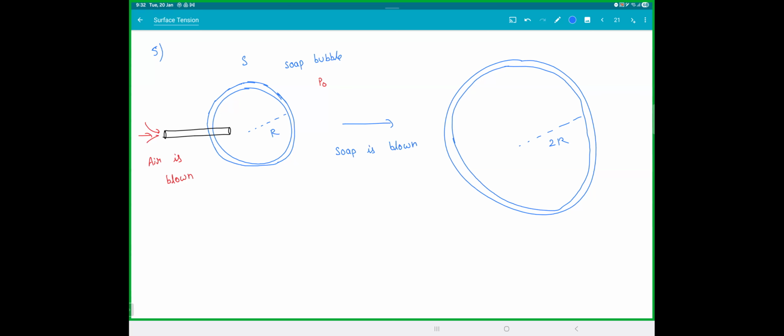So you took a soap bubble, you kept a straw inside and you blew air. And the bubble's radius became 2R. Soap bubble is blown from R to 2R. Find the work done by external force. Let's see how you do that.